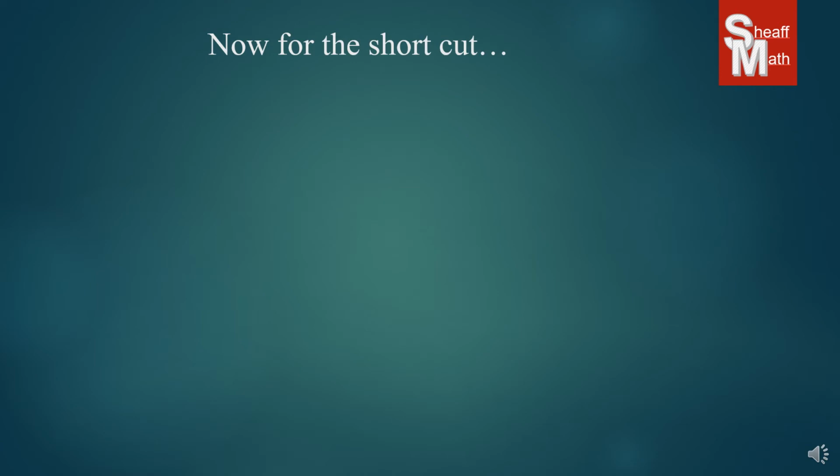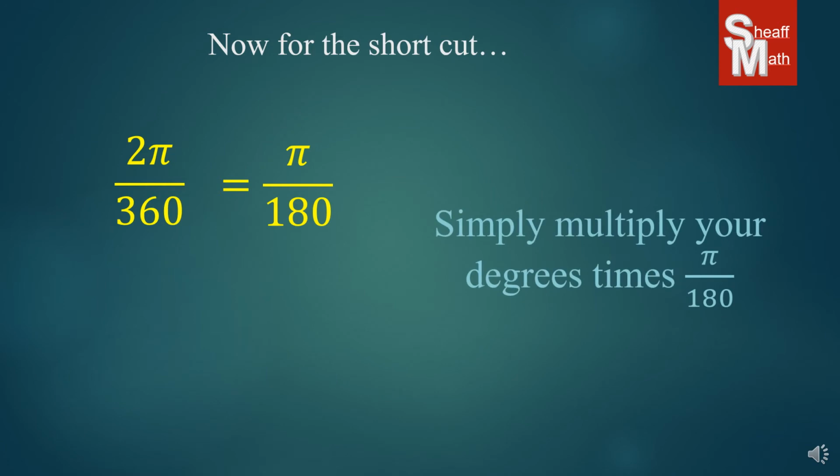So let's try a shortcut, because that was quite a bit. If you had to do that proportion every time, it might take you a while. And so this is really easy. We know 2 pi radians per 360 degrees, and we can simplify that. 2 and 360 simplify to 1 over 180. So pi over 180 is our magic formula. All we have to do is simply multiply your degrees by pi over 180. That's it right there. Whatever x is, whatever your degrees are, put it right in there.